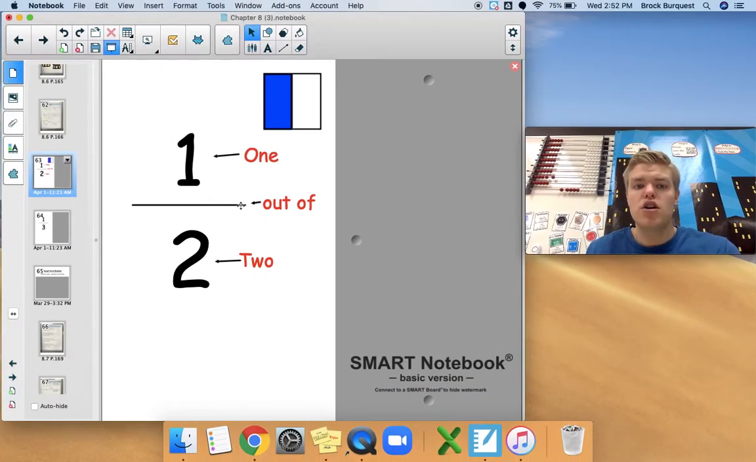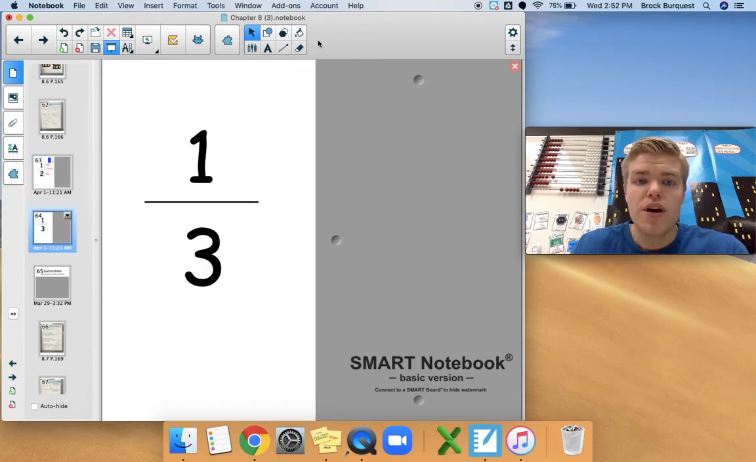So let's look over at this picture right here. There's a square, okay, and there is 1/2 colored, so that's where we have that 1 right here, and it's out of 2. So there's 2 sides, so we put 2 on the bottom, and only 1 is colored, so it'll be a 1 right here, 1 over 2, okay?